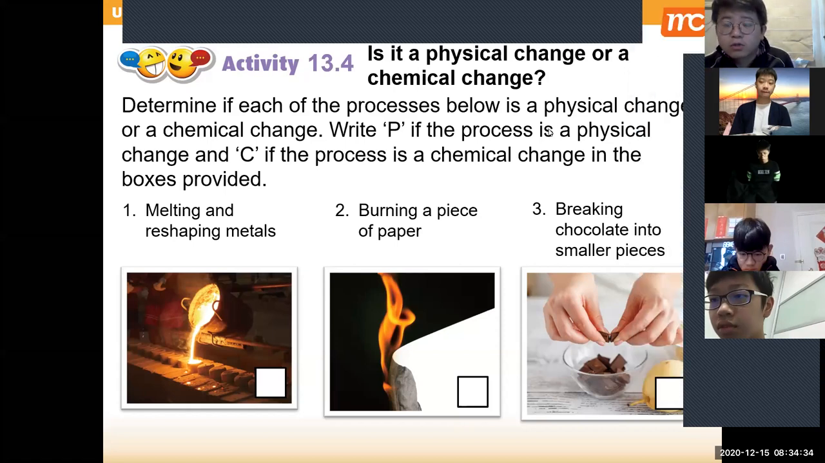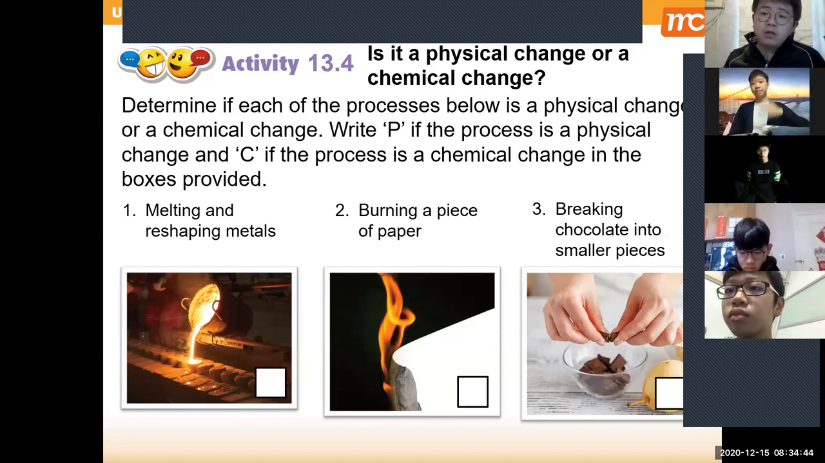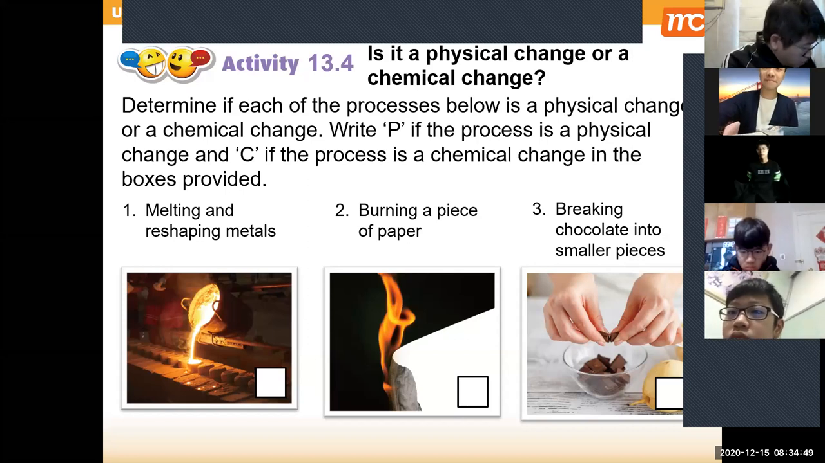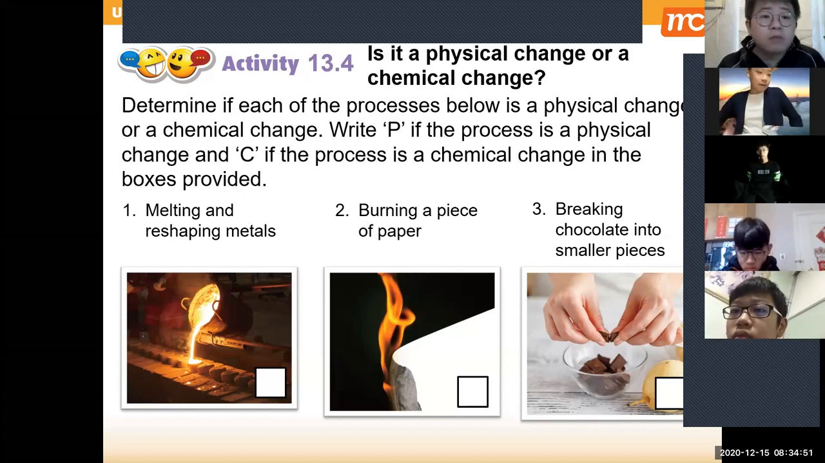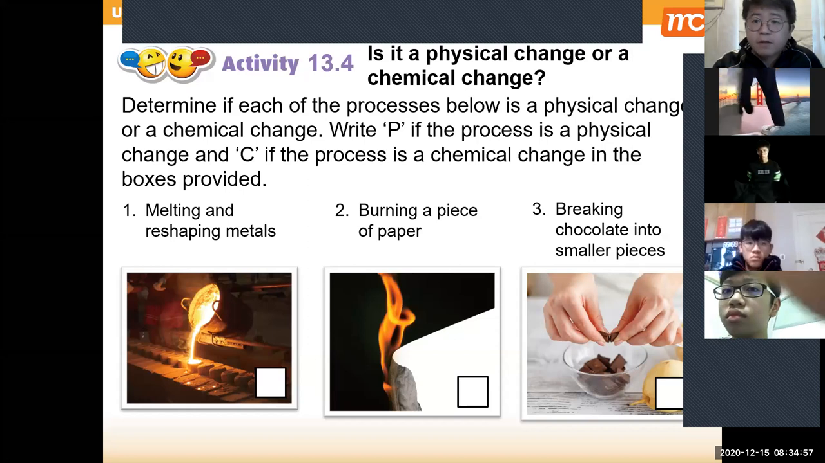Now, good morning, all of you. Take a look at this exercise to have a recap. Last time, we just had a rush through this definition, so it's time to take a look at that. Number one, melting and reshaping metals. Is it a physical change or chemical change? And give me a reason.